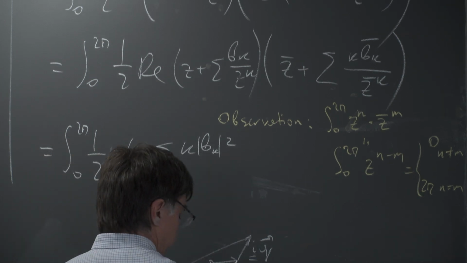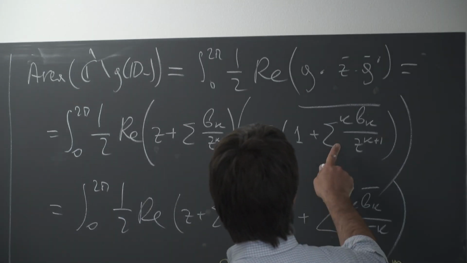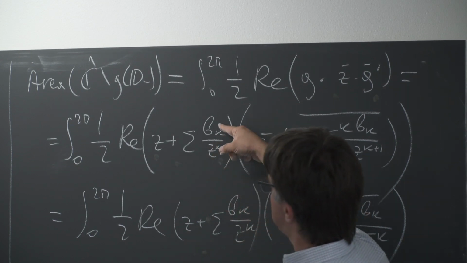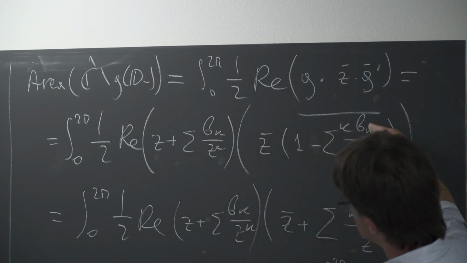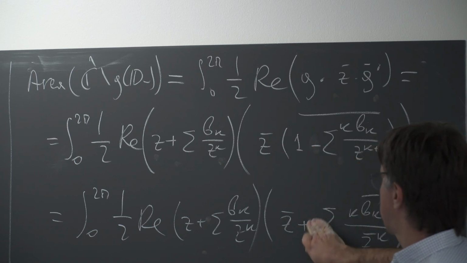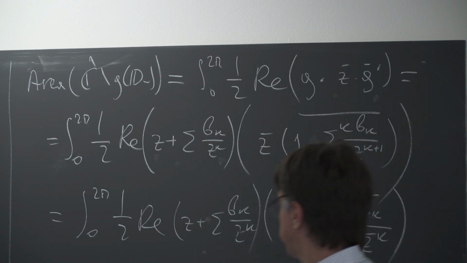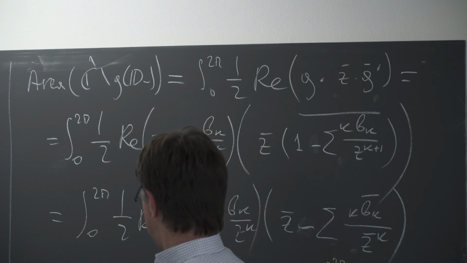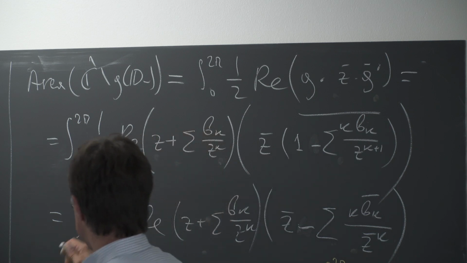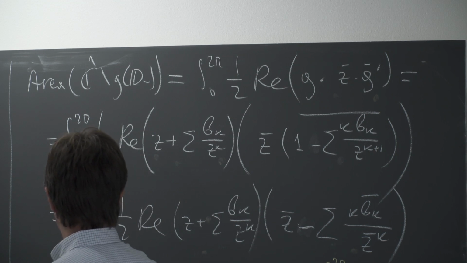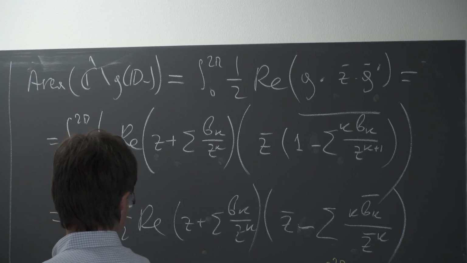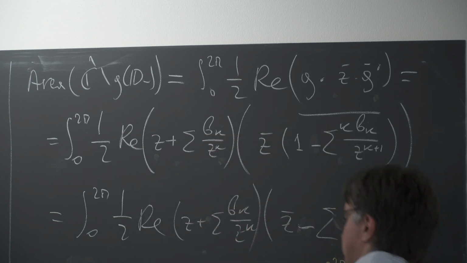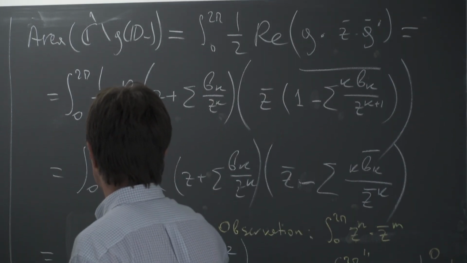Let me see where I confused everything. When I was differentiating, there should be a minus sign because I was differentiating 1 over z^k, so the derivative is 1 over z^(k+1) with a minus sign. Yeah. And then the integral will be 2 pi, so I just put 2 pi here, 2 pi over 2, and that's it. Well, the 2 can be cancelled out.